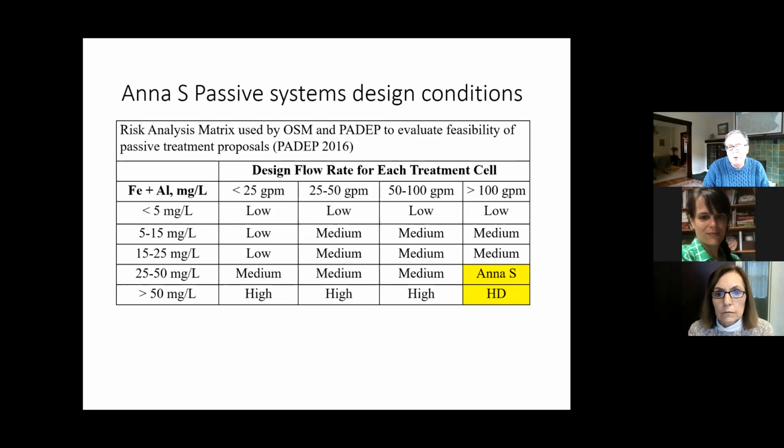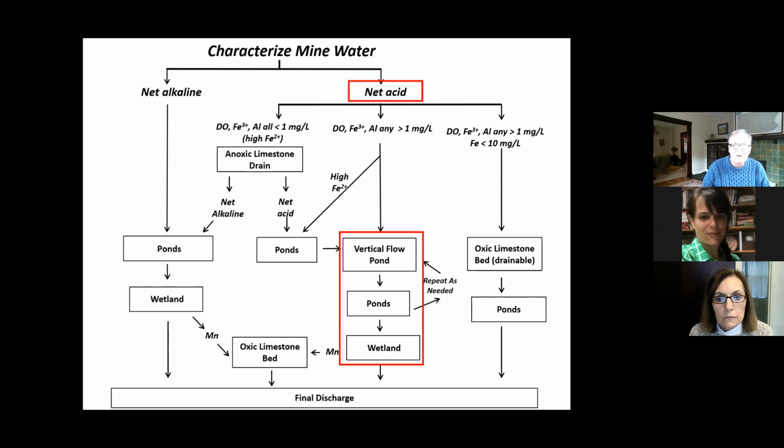Well, here's where we are with the Anna S and the Hunter's Drift discharges. So we're in the high, and in fact, for the Hunter's Drift, if there even was a super high, we were in the super high there. So very, very risky situation, which according to this guidance is not worth spending money on because it's the high risk of failure.